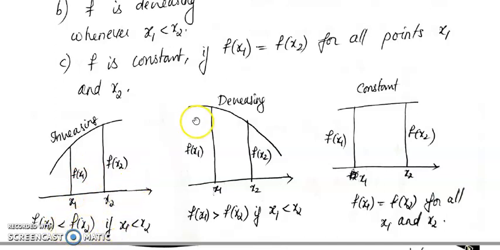ഇനി ഡിക്രീസിങ് ആവുന്ന കേസിൽ again we are taking 2 points x1 and x2 such that x2 is greater than x1. അപ്പോൾ രണ്ട് പോയിന്റ്സ് എടുക്കുന്നു, രണ്ട് ഡിസ്റ്റിങ് പോയിന്റ്സ് ആണ് x1 ഉം x2. സോ x2 is bigger than x1. So you can see that the value at x2 is less than the value at x1. So f of x1 is greater than f of x2. So you can see from the graph that function is decreasing.